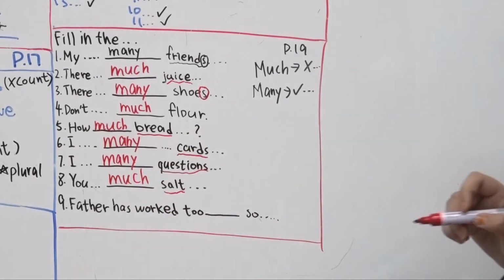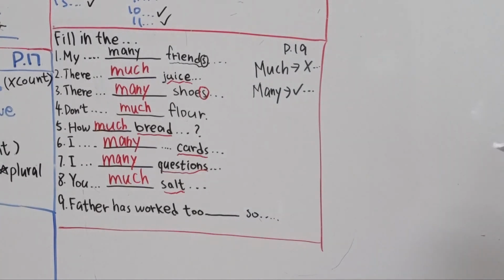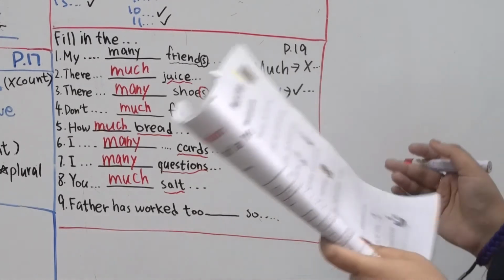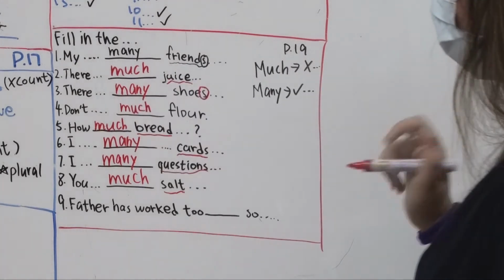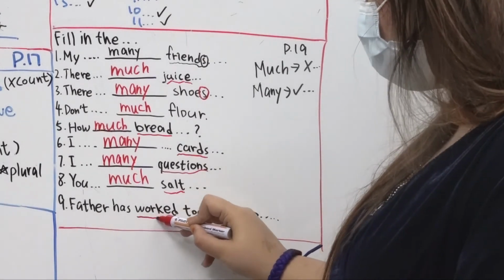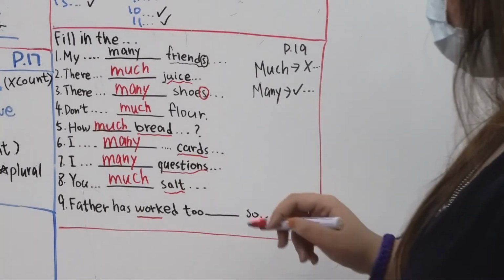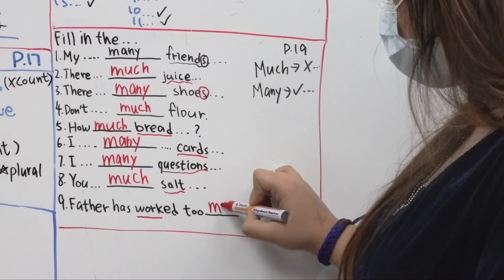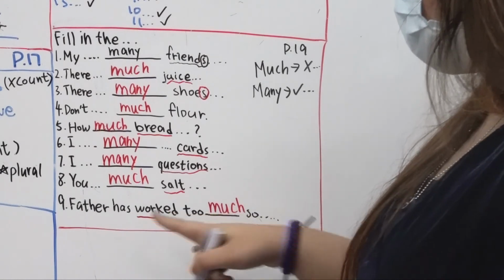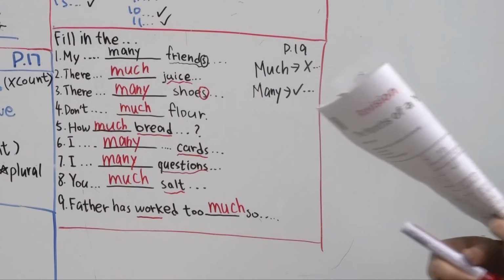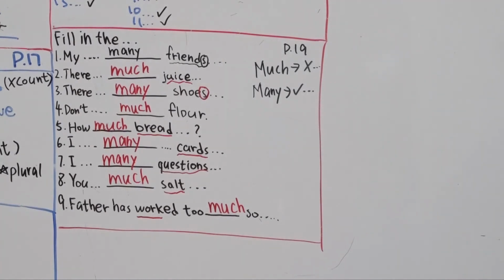Easy, right? Number 9. Father has worked too what? So he's tired. So for this one, you have to have a look. What has he done? He has worked, right? Do you think work is countable? No, right? So that's why it is much. Father has worked too much, so he's tired. All right, good job. We are done with this page.